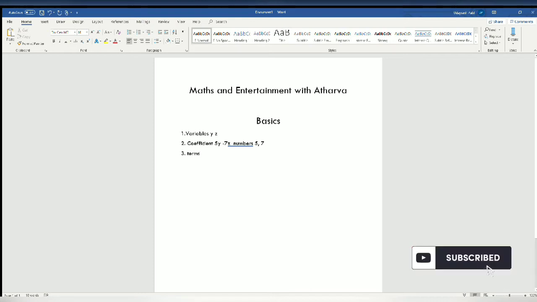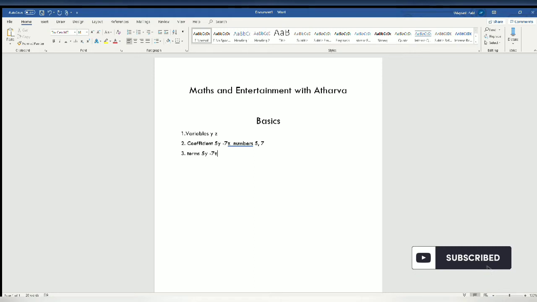Now let's go to the third one, which means terms. Terms are usually the mixture of variables and coefficients. We shall take again the same example, 5y minus 7z. Here there are two terms, and between them is an operation. We are going to learn operations later on, but now the operation is minus, and there are two terms, 5y and 7z. So these are terms, and again terms are the mixture of coefficients and variables.